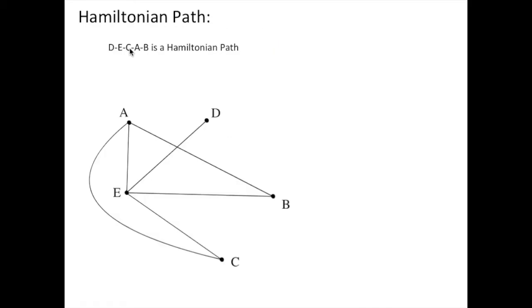D to E to C to A to B is a Hamiltonian path. It visits each vertex exactly once. D to E, and to C, to A, and to B. We've hit every single vertex, and we didn't redraw over any of the lines. So that's a Hamiltonian path.